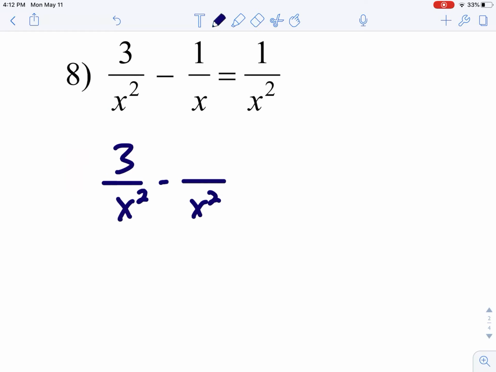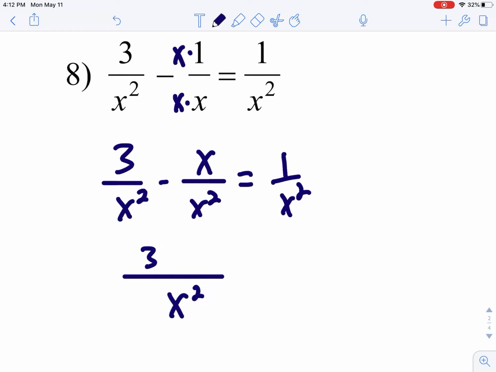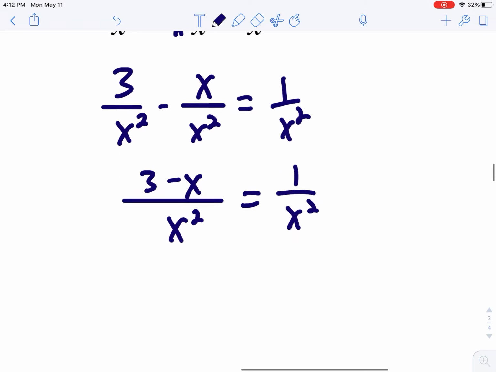But then the question comes up, how do you change an x into an x squared? To do that, you would have to multiply it by another x. X times x is x squared, so you have to multiply the top by x. X times 1 is x. And then just bring this down. Now I can combine these together. They're both over x squared, and I get 3 minus x equals 1 over x squared.